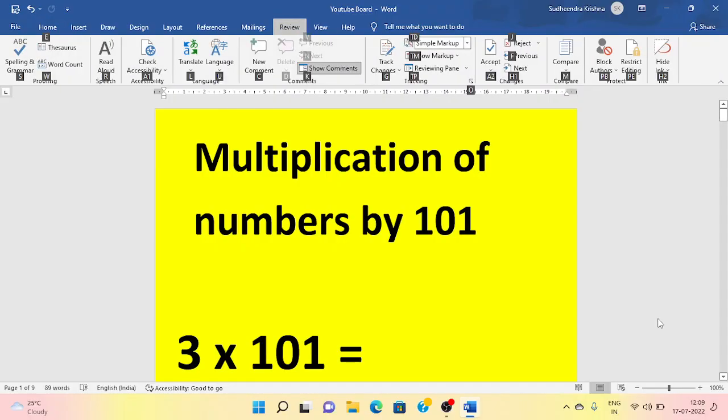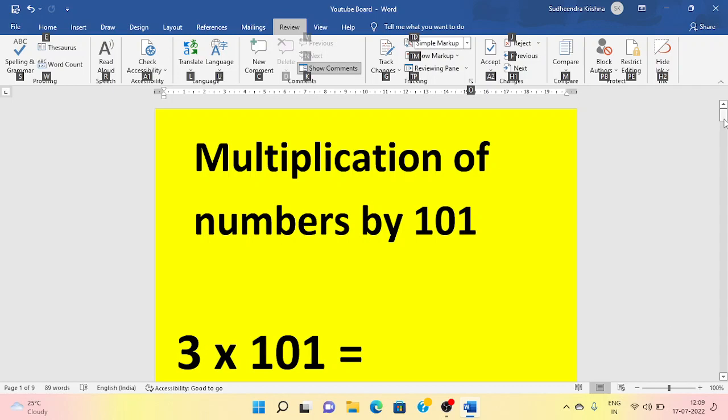Today I have come with another trick by using which you can save a lot of time in any entrance exam. So let's start the session. In this session I'll teach you how to multiply a single digit, 2 digit, 3 digit, 4 digit and a 5 digit number with 101. So let's start with a single digit number.